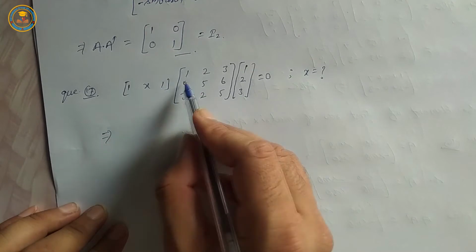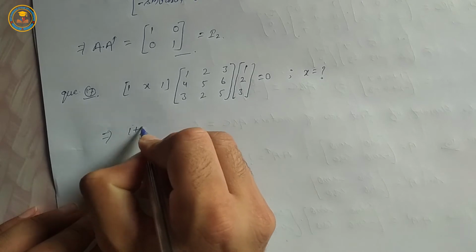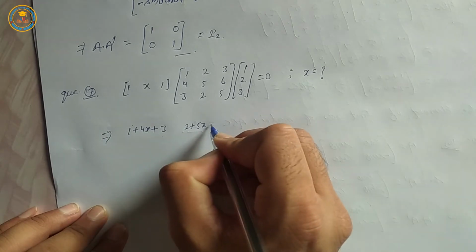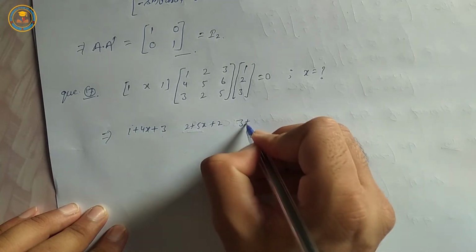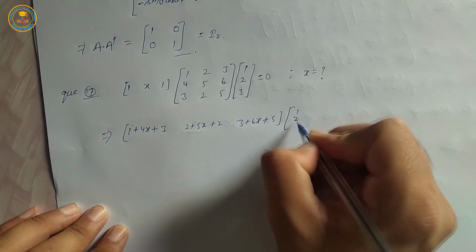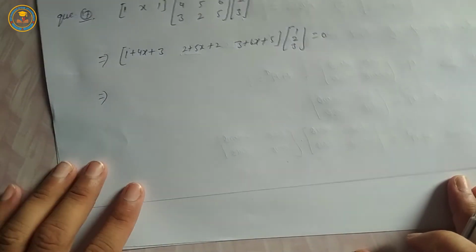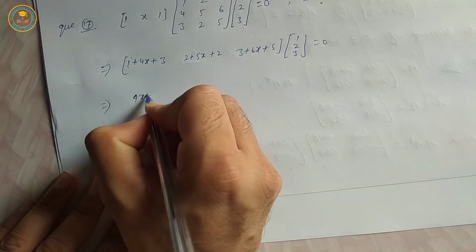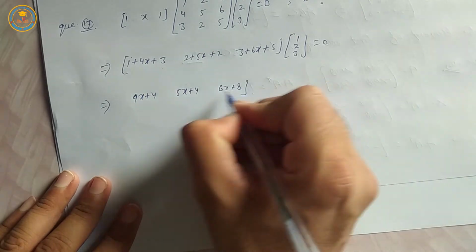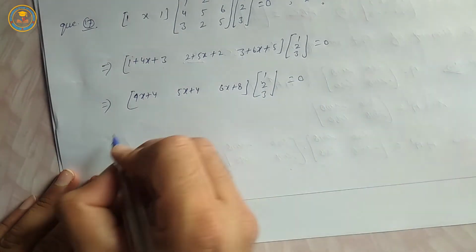First row first column, first row second column, first row third column. Okay, 1 plus 4x plus 3, 2 plus 5x plus 2, 3 plus 6x plus 5 into [1 2 3] is equal to 0. It means 4x plus 4, 5x plus 4, 6x plus 8 into [1 2 3] is equal to 0.